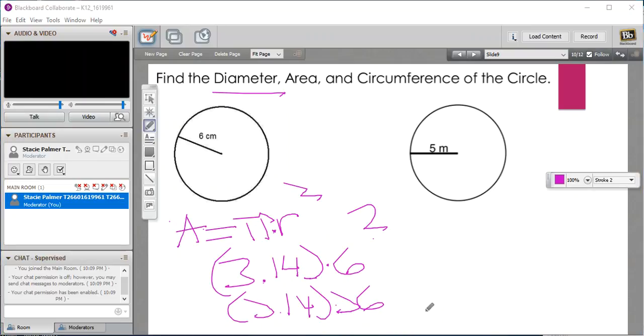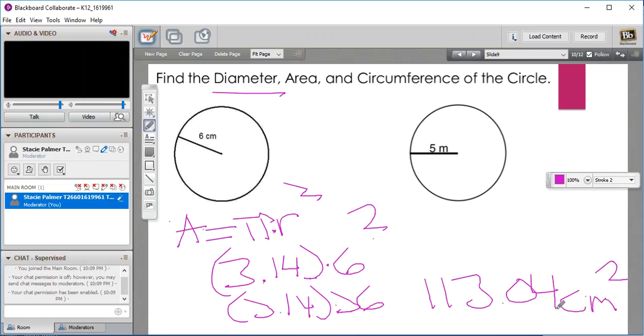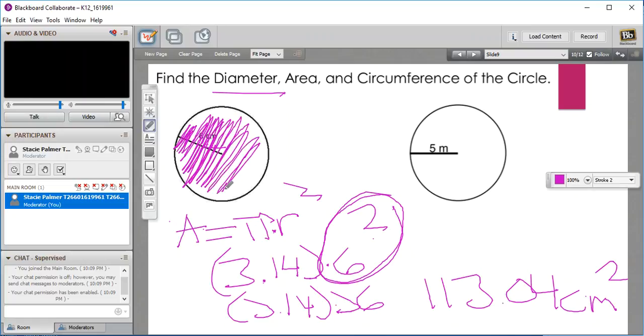So when we multiply those two together, I just got out my calculator, we get 113.04. And this would be centimeters squared, okay? Because remember, it was our radius squared, and our radius is 6 centimeters. So we have to put centimeters squared. So that's our area for this circle. Okay, that means that all of the space inside here is 113.04 centimeters squared.